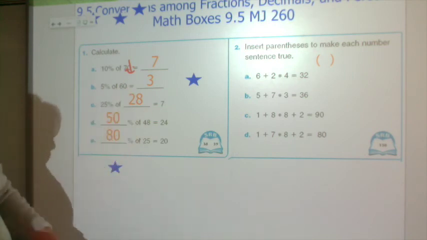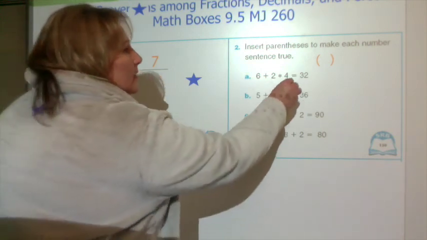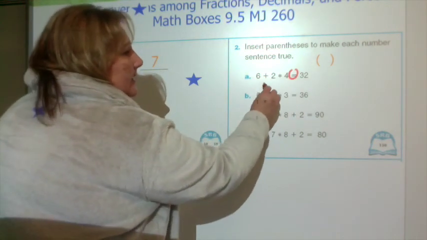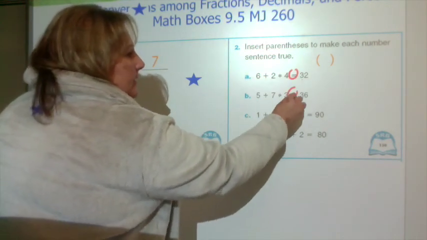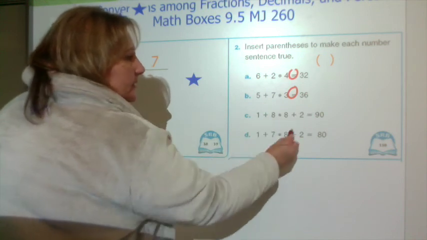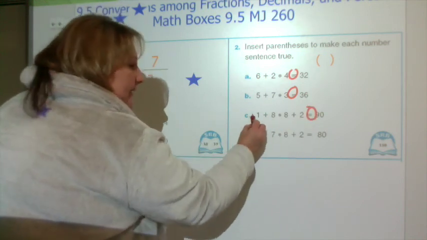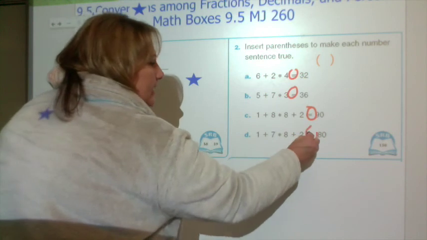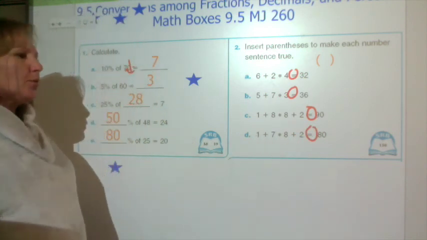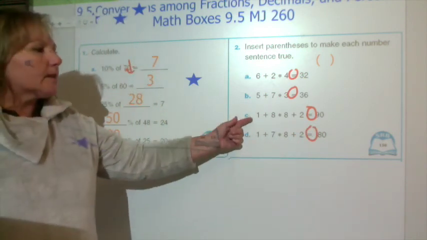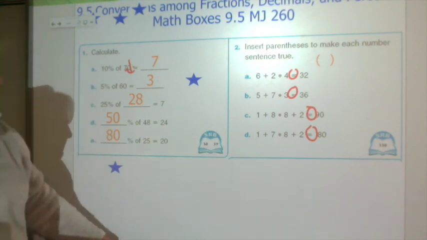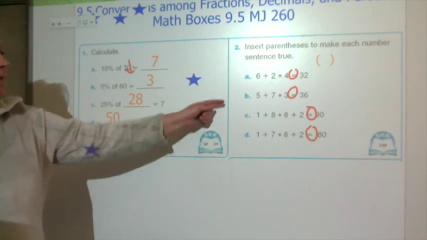Number 2, I'm going to circle all of the equal signs, so I know that I have to get this side to say 32. I need to get this side to say 36. I need to get this side to say 90. And I need to get this side to say 80. Ooh, you're going to have double parentheses here, double parentheses here, it looks like to me. Only one set on the other two numbers.